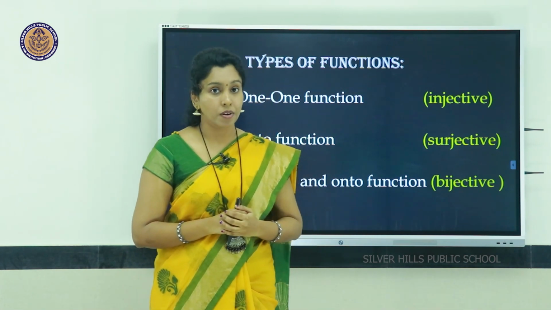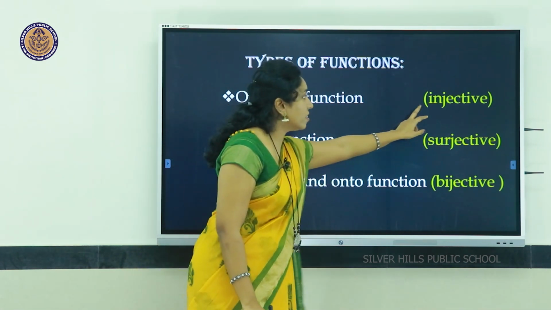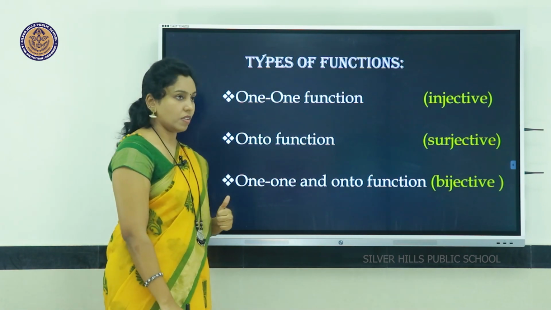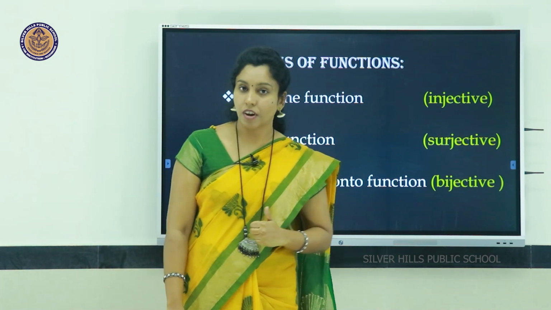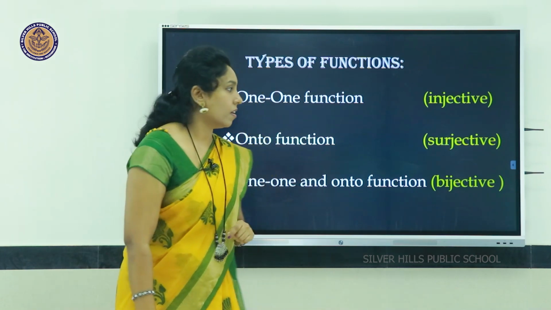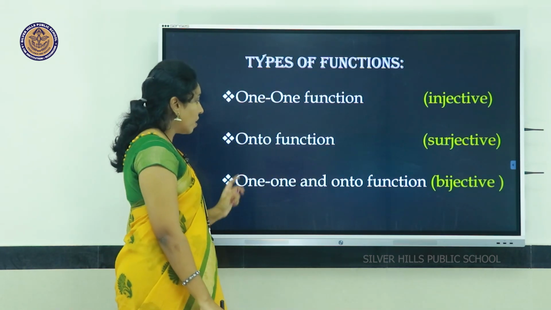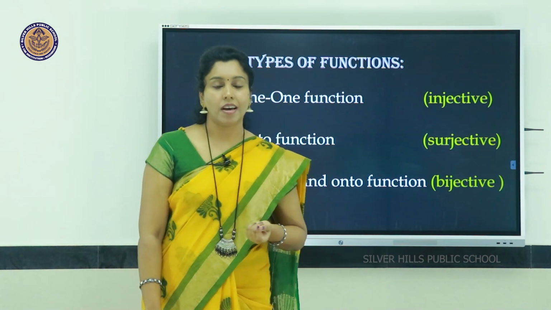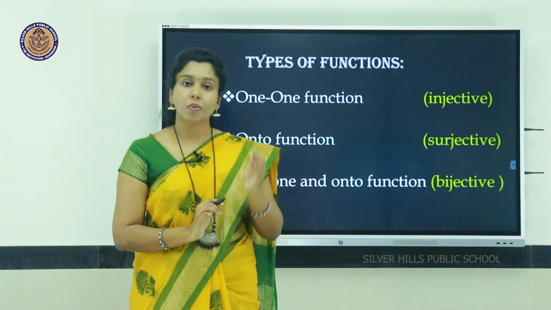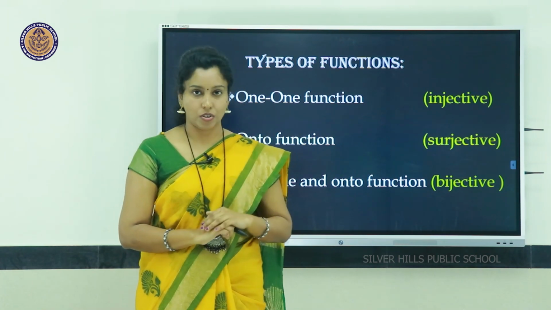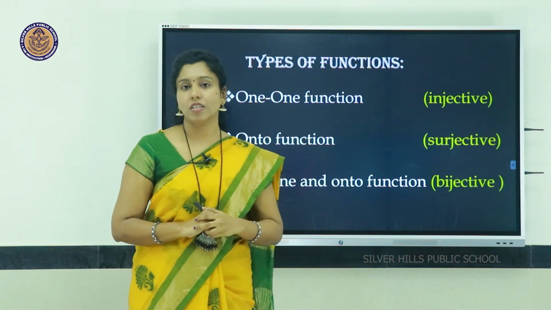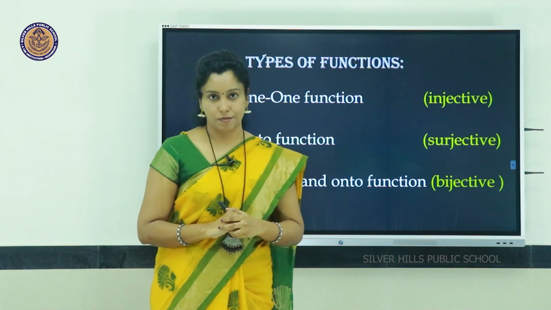Another name for 1-1 function is injective. Second one is onto function. Another name for onto function is surjective. And the third one is 1-1 and onto function, and the name for that is bijective. So, we are going to discuss 3 functions: injective function, surjective function and bijective function.